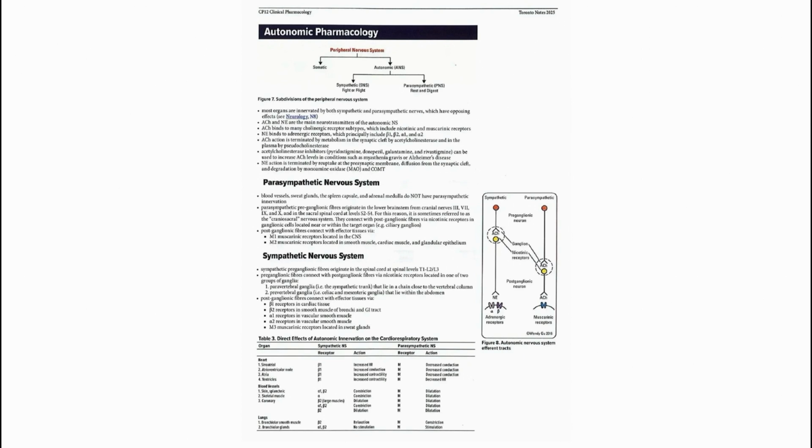Acetylcholinesterase inhibitor drugs such as pyridostigmine, donepezil, galantamine, rivastigmine.